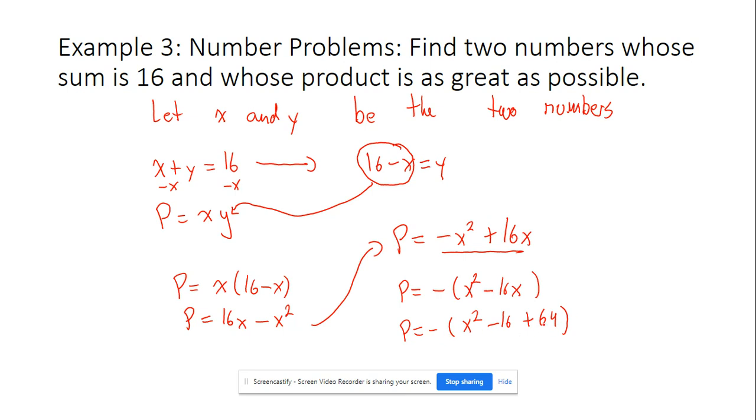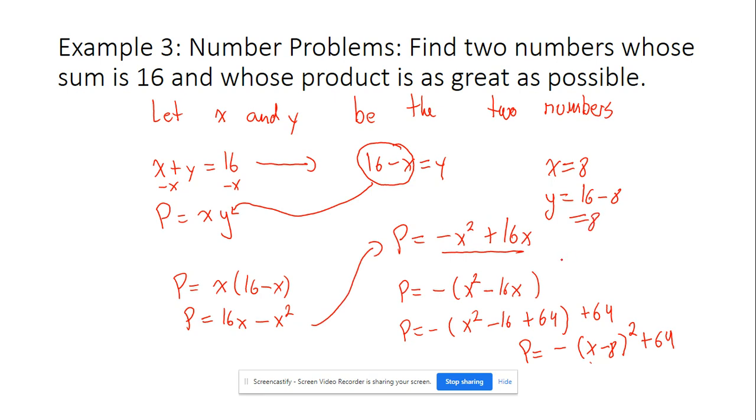All right, so I have a 64, but it's really negative times 64, so it's negative 64. I have to add a positive 64 to balance. It means product equals negative x minus 8 squared plus 64. Okay, so what this is telling us is that the maximum product is 64 when x equals 8, because the vertex is 8 comma 64. So therefore, x equals 8, and that means y equals 16 minus 8, which is 8.